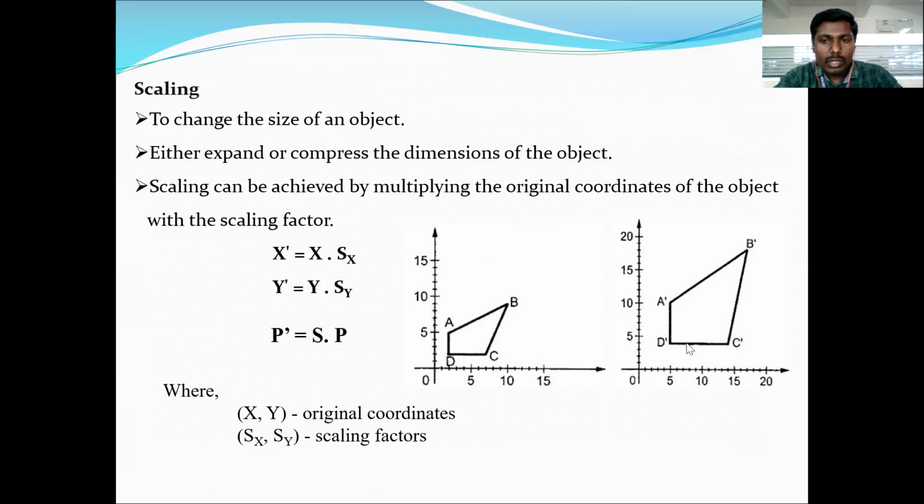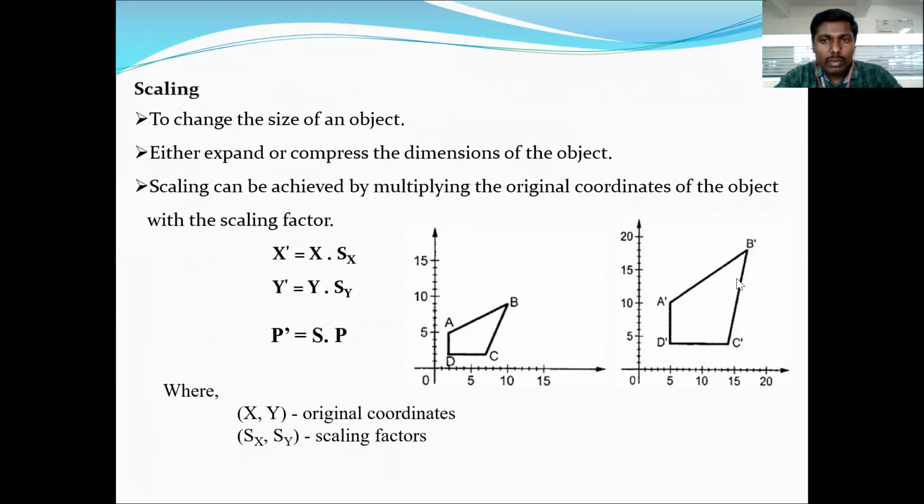After this, we are giving the second image, the second diagram. In that you see we have A dash, B dash, C dash, and D dash. What will happen here? The size of the original object is changed to a new, different size. That is what the scaling transformation does: it changes the size of an object. It can either expand or compress the dimensions of the object.